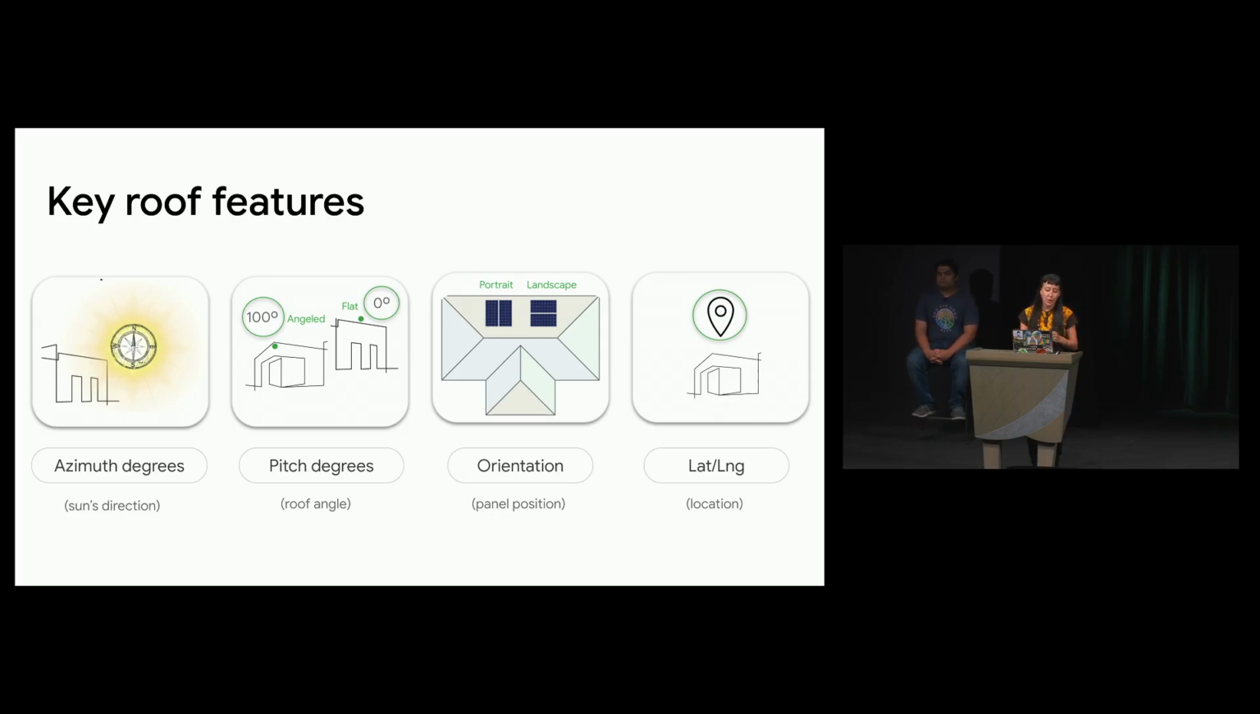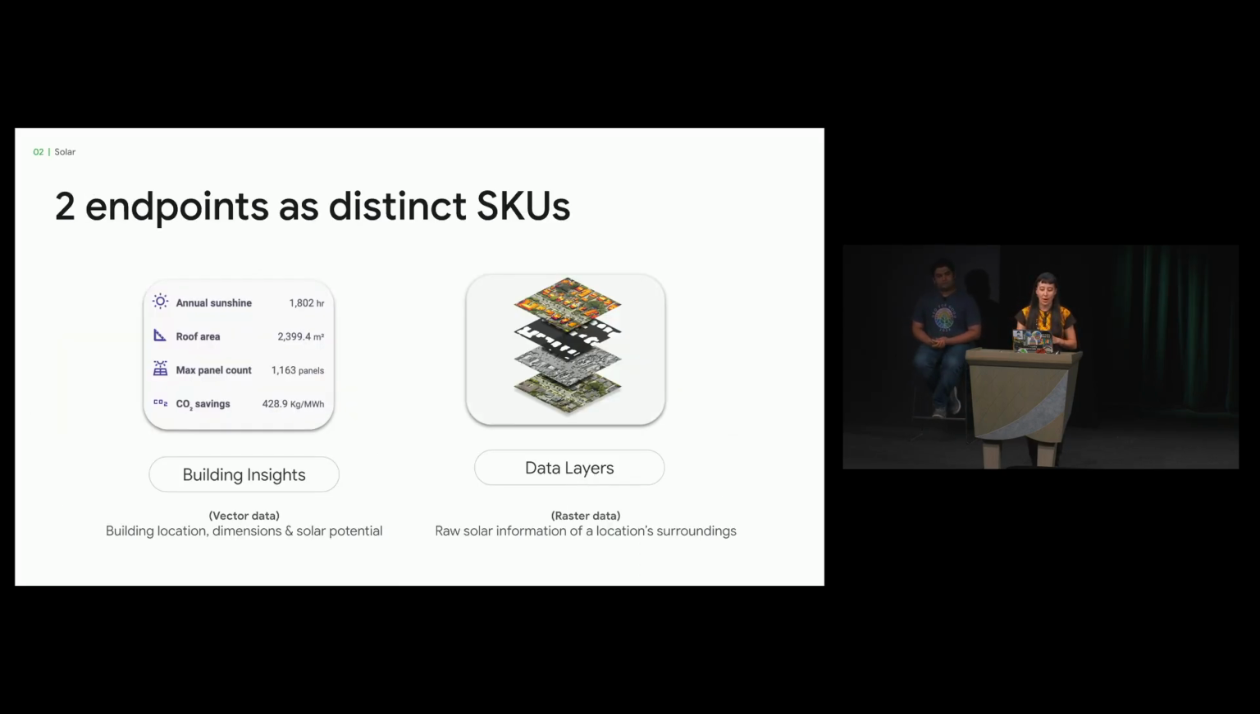From there, we return data in 2 formats. The first one is returning raw solar information about a location. This includes an overhead image of a rooftop, a digital surface model of the roof's angle and elevation, as well as its sunniness. Second, we digest this raw information into insights about the building and solar potential, including the size and dimensions of the roof and key solar installation details. The API is made up of two endpoints called Building Insights and Data Layers. Building Insights is considered vector data, and the Data Layers endpoint is considered raster data.